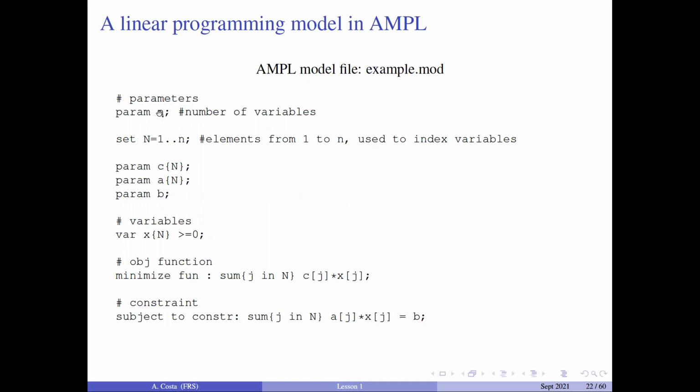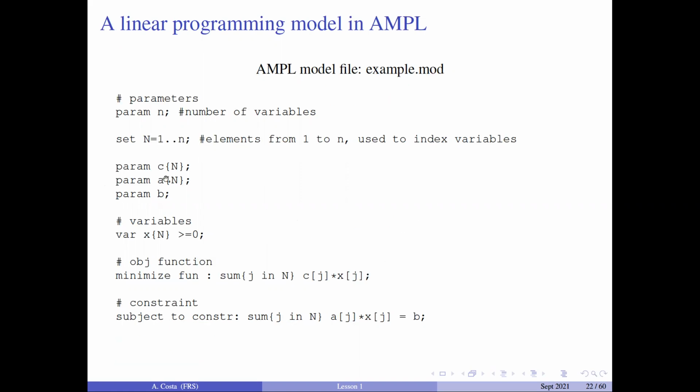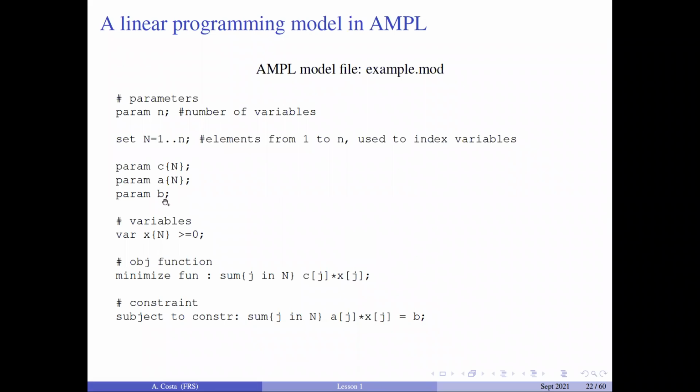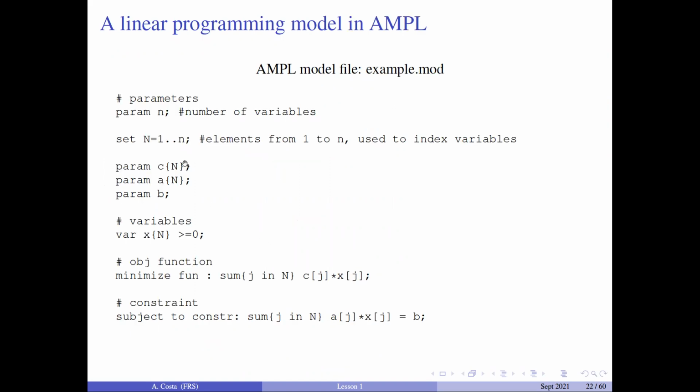So remember, in our case, n is equal to 2. This set is the set of indices 1 and 2. Then we have a parameter c that in this syntax is basically including the numbers 3 and -2, right? Because when we have c transpose x, it means we multiply a vector 3, -2 by variable x1, x2. We have a parameter a of n. They are the coefficient of the constraint, and then a parameter b that is 4. So again, we can just write all the numbers here, but I want to show you how to use the data file.